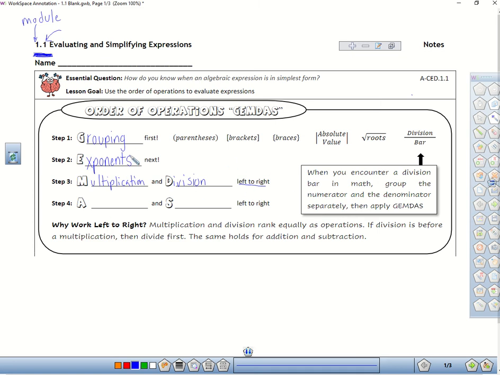These are equal operations. And same goes for addition and subtraction, which are also equal operations. So when you encounter these, and these are all that you have left in your problem to complete, you're going to go from left to right. So why do we work from left to right? Well, multiplication and division rank equally as operations. So if division is before the multiplication, you divide first. Same holds for addition and subtraction. So essentially what I just talked about. We'll see some examples with that, and that will help clear up any confusion you might have.